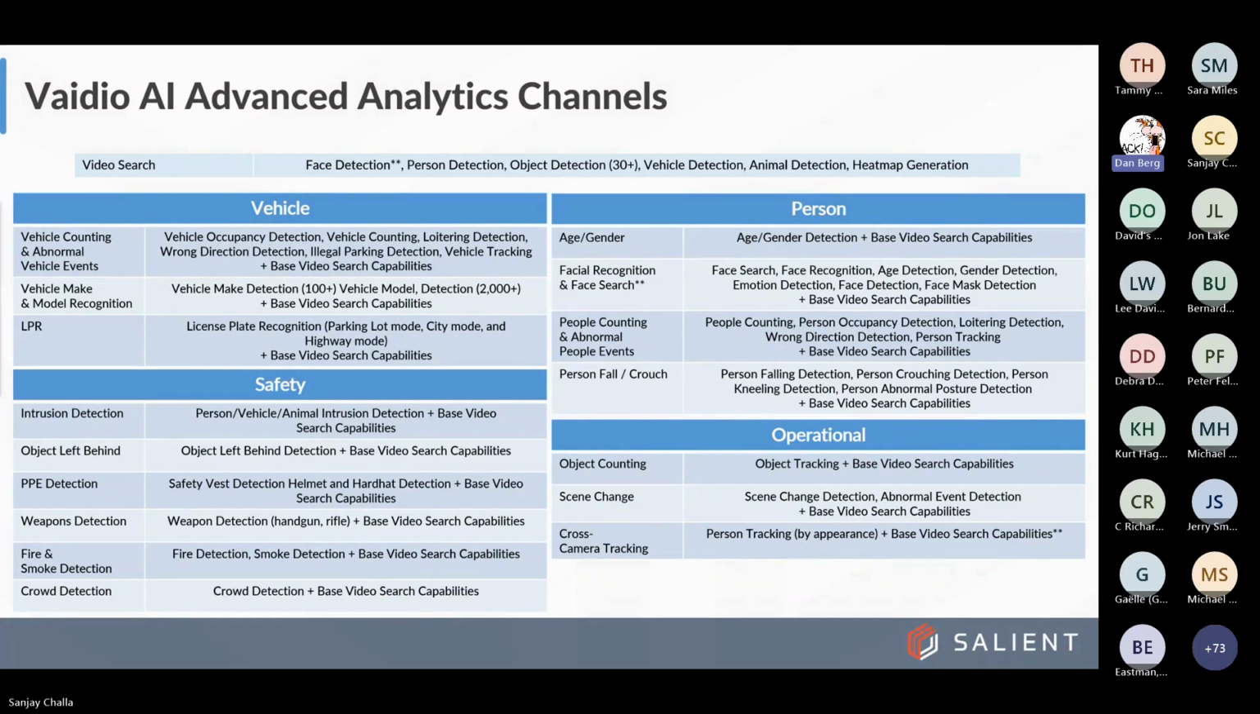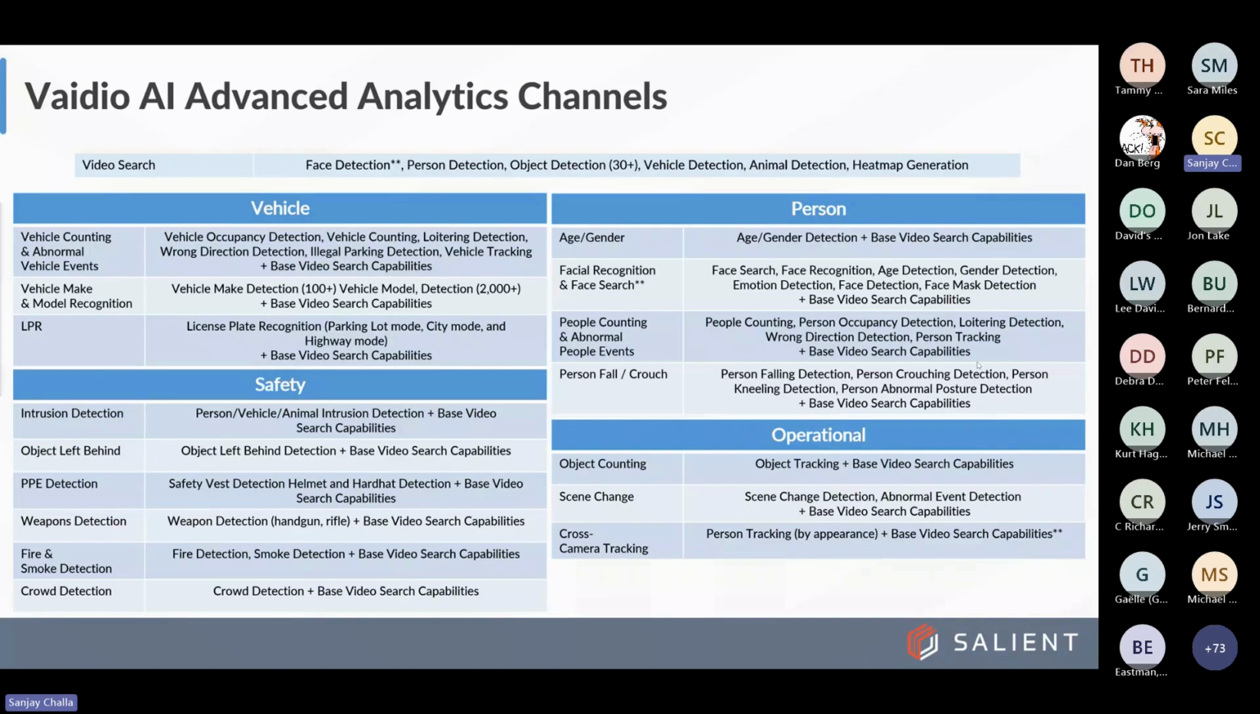Getting down to person fall or crouch, so if you've got slip and fall, or man down, we can detect that. People counting, of course, we can do that. Object counting, scene change. If there's something abnormal in the scene that has been introduced, we've got an analytic for that. And also for people, we can do cross-camera tracking. So you can tag somebody and then have it move across cameras as that person moves throughout the facility.